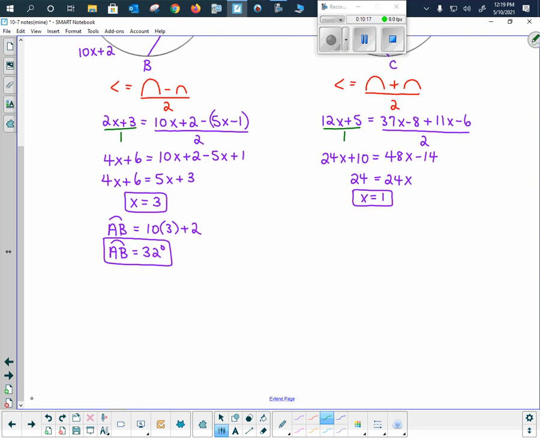So again, showing that work down here, I'm going to find arc AD first by plug and chug. So 11 times 1 minus 6. So arc AD is equal to 5 degrees. But you're asking me to find arc AB. So AB is going to be 180 minus the 5. And therefore, arc AB is 175 degrees.